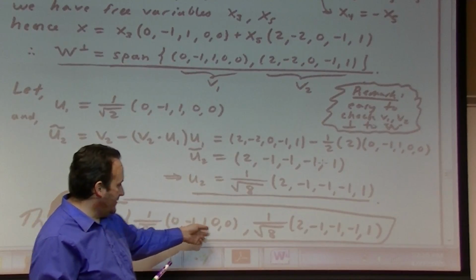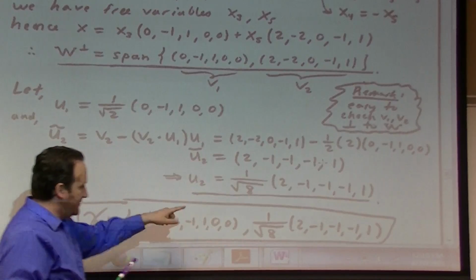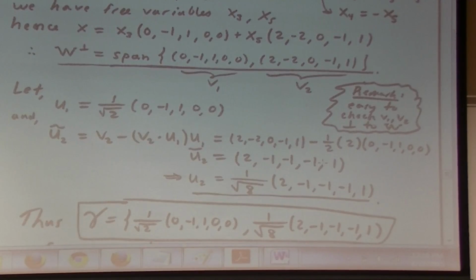0, minus 1, 1, 0, 0, 2, minus 1, minus 1, minus 1, 1. And if you take the dot product of these two vectors with the original triple with which we calculated the perp, you'll find that each one of those is 0. So those are in fact in the perp, and they are of course orthonormal because that's what we did. We ran the Gram-Schmidt algorithm on them, we did it correctly, so we in fact got an orthonormal basis.